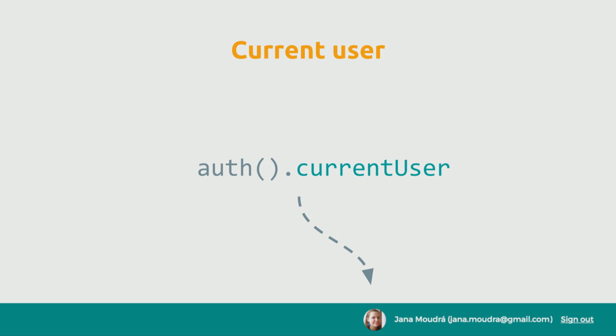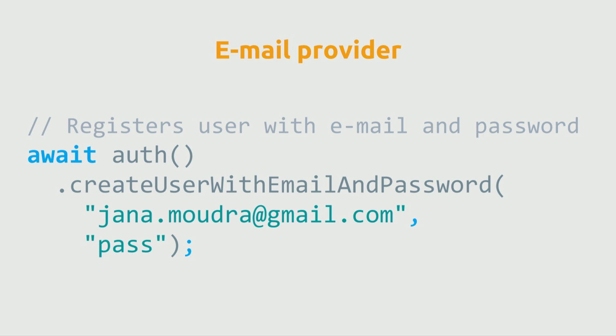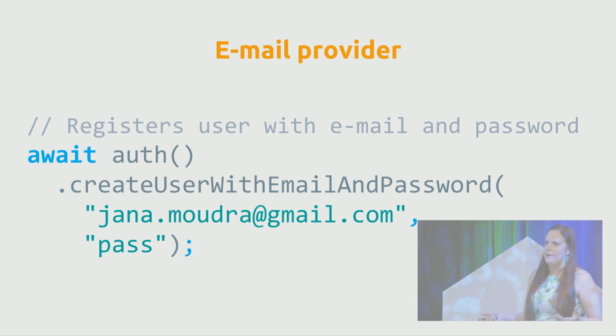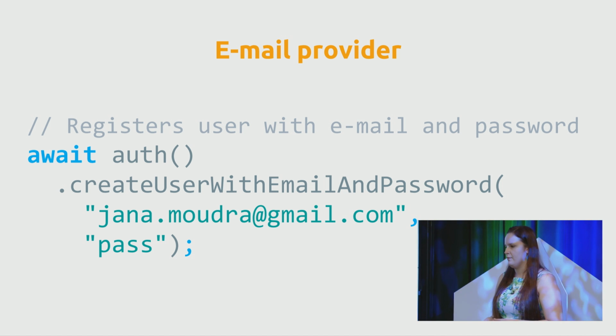Sometimes you want to get your current user in the application. This is really simple. Just call current user, and you will get the current user in your application, which is logged in, and you can get the image of the user, the name, email address, and so on. And also, I mentioned the email provider. If you want to implement, for example, the registration, there is a method called create user with email and password, which you will call on your auth object, and then the user is registered, you will get the user, and you can display the profile or whatever.